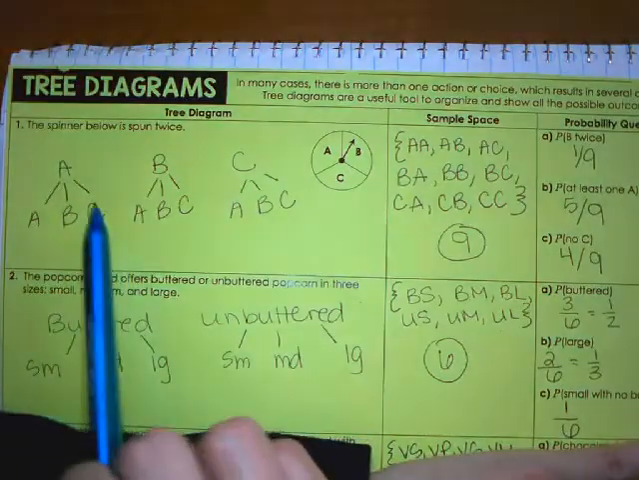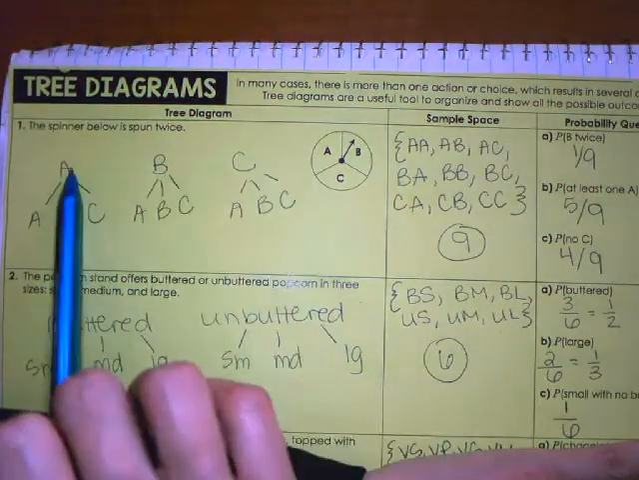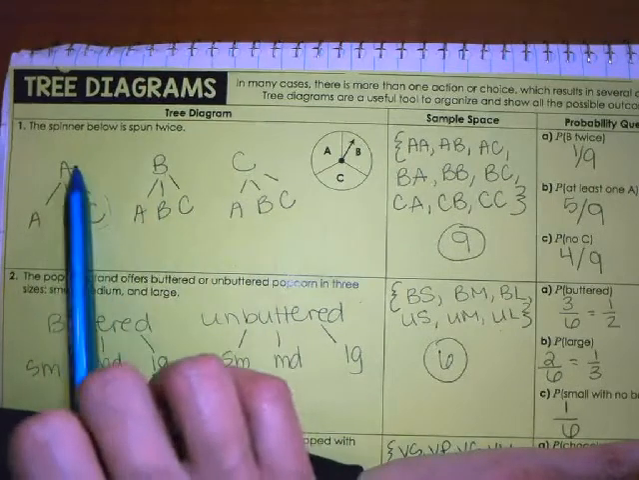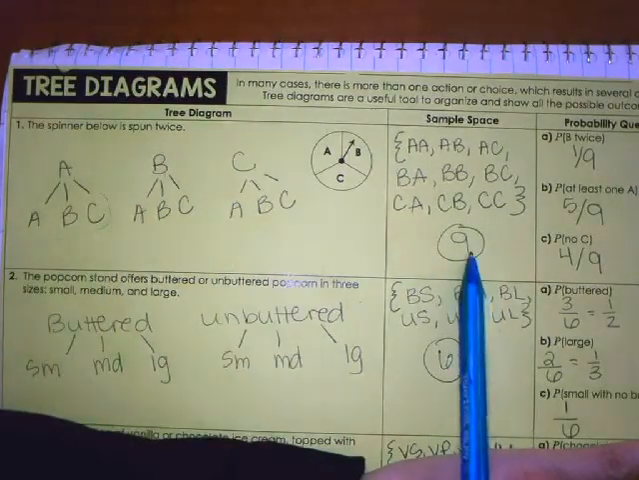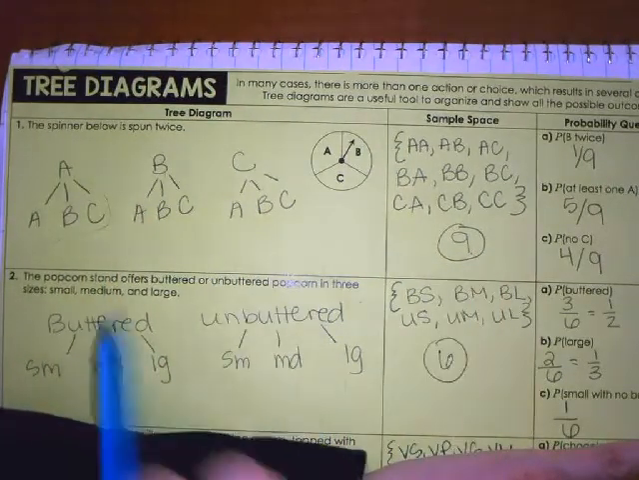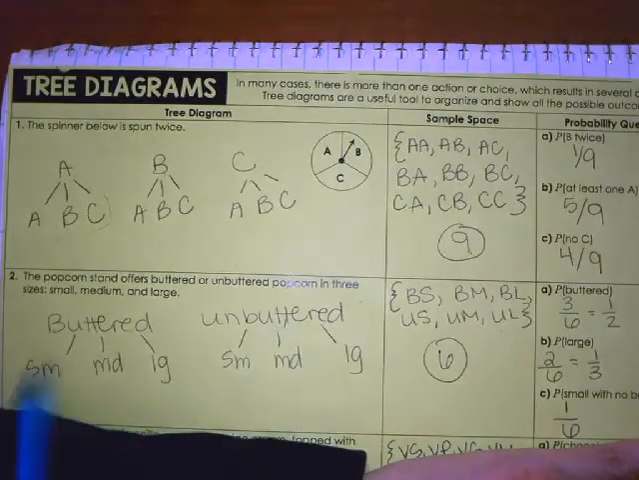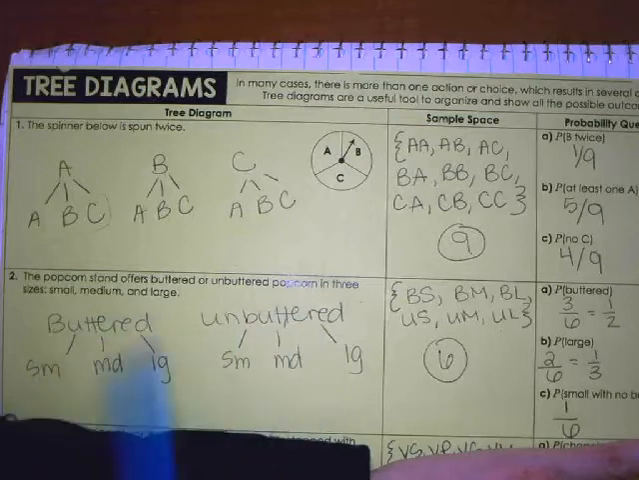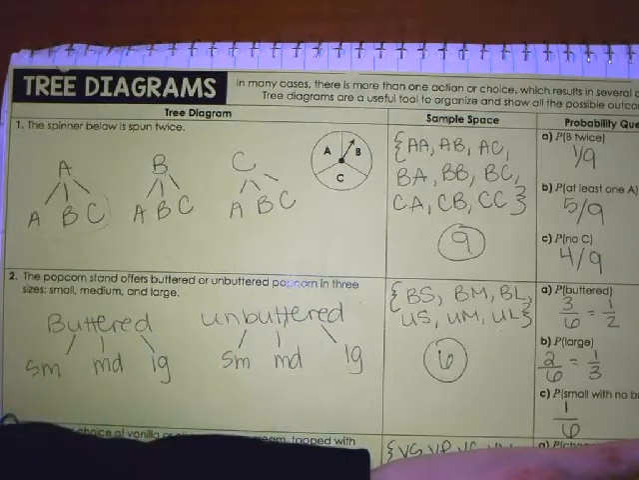So for instance, if I flip back to this page, I had 3 outcomes here and 3 outcomes for the second round. So 3 times 3 is 9. Here I had 2 outcomes, buttered and unbuttered, and 3 outcomes in small, medium, and large. So 2 times 3 is 6. So it gives you your total combinations.